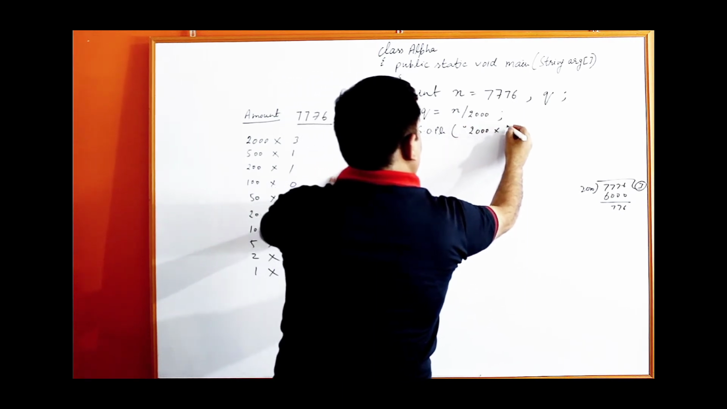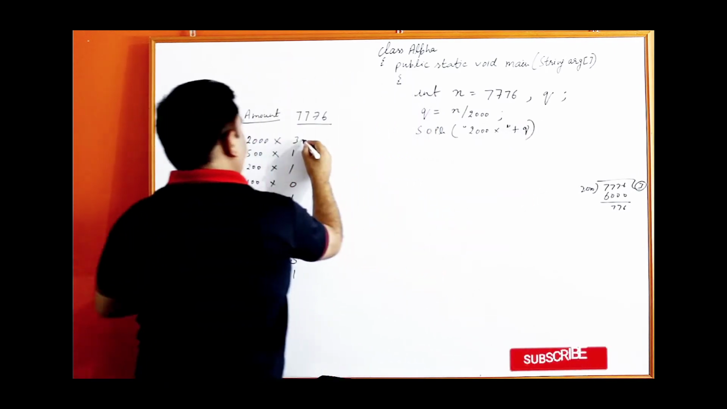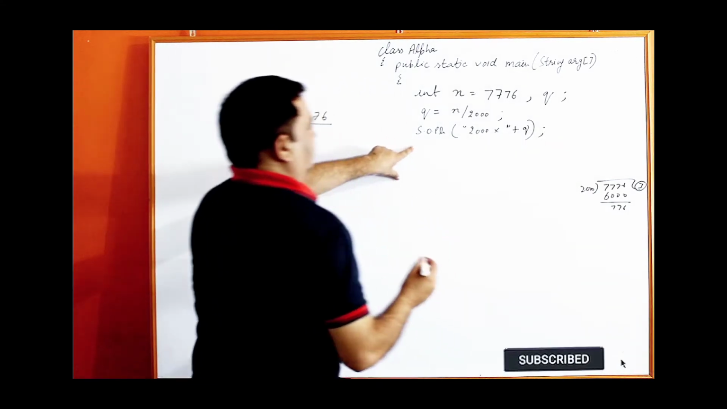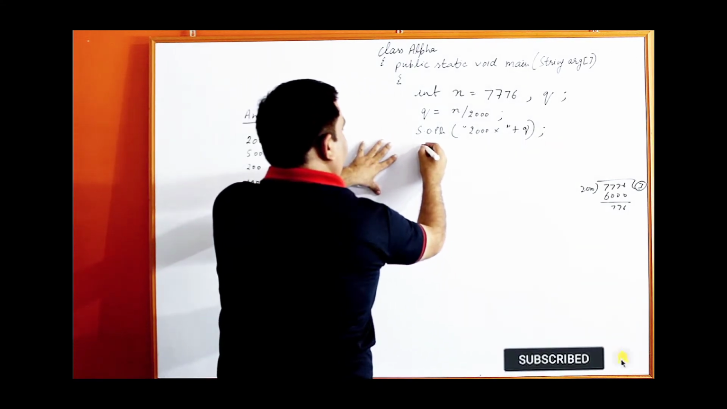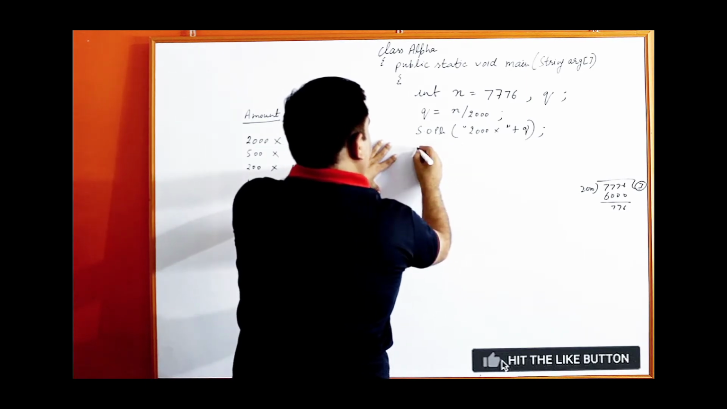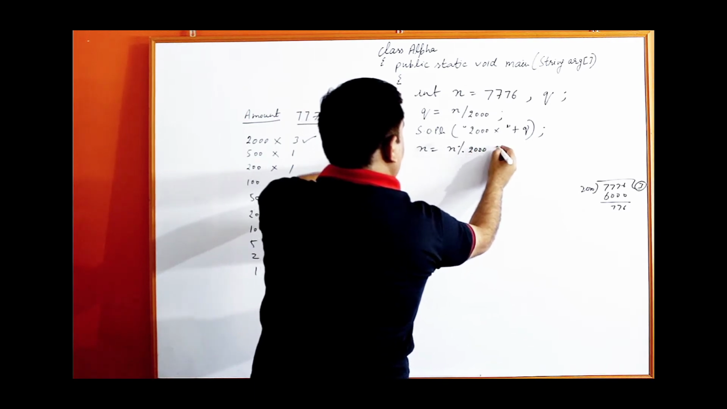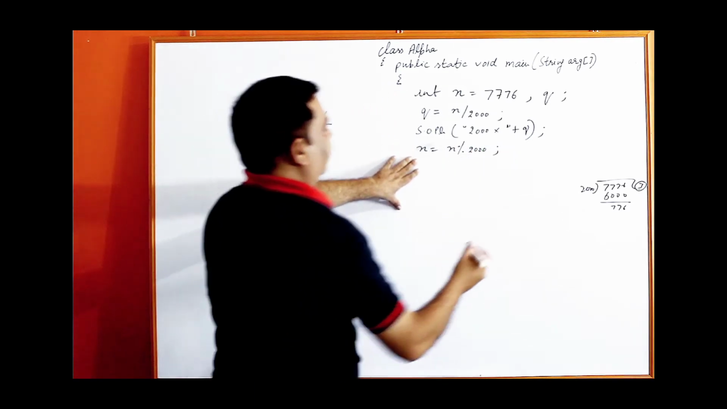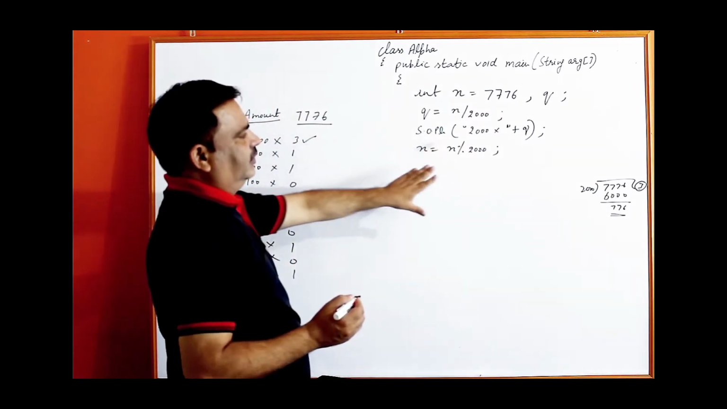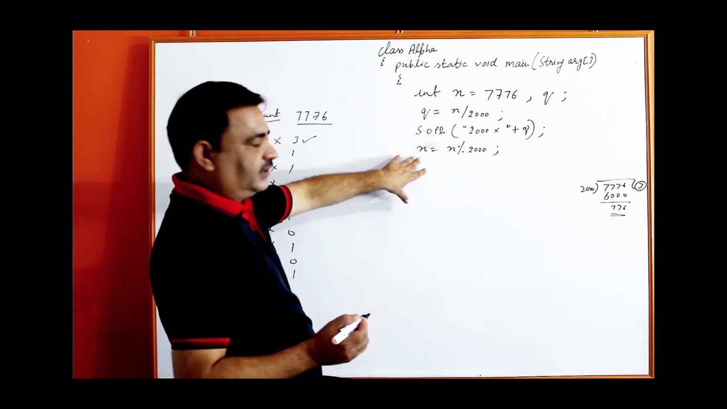2000 rupees notes, inverted commas, q. So the first output will be here like this. Put the semicolon here. Now get the remainder and store it in n. n equal to n modulus 2000. So when you get the remainder, you will get 776. So there is no need to subtract the 2000 from here. Just get the mod and you will get 776.